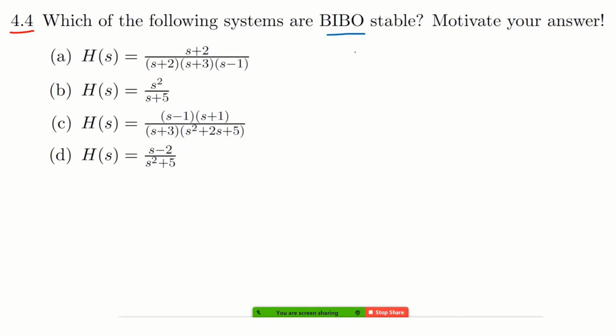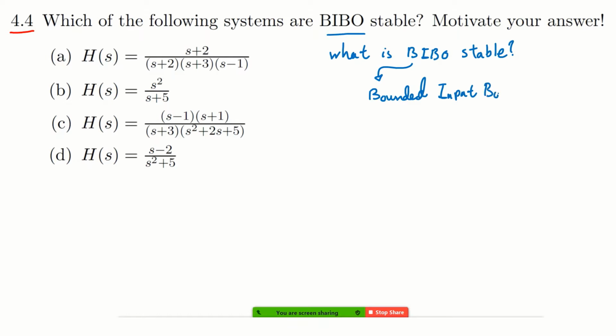So what is BIBO stable? BIBO is actually the acronym for bounded input, bounded output, and that's a system.